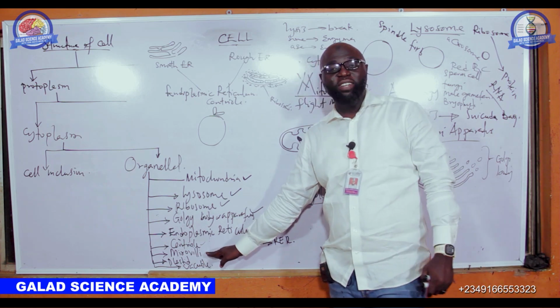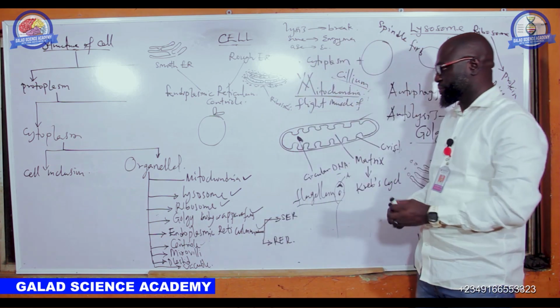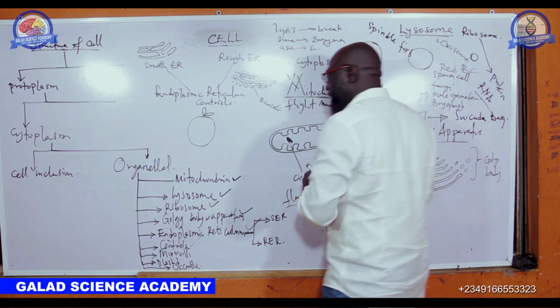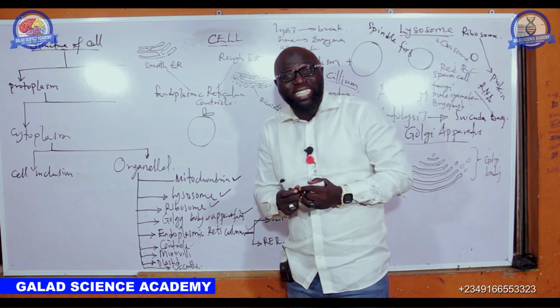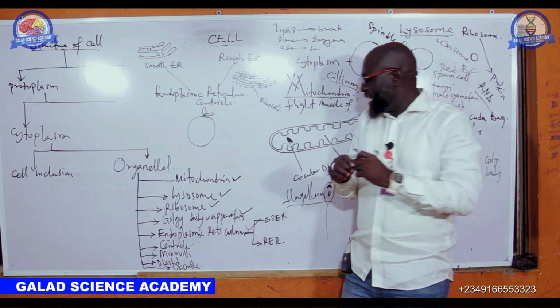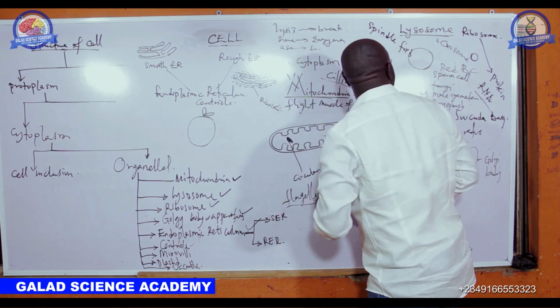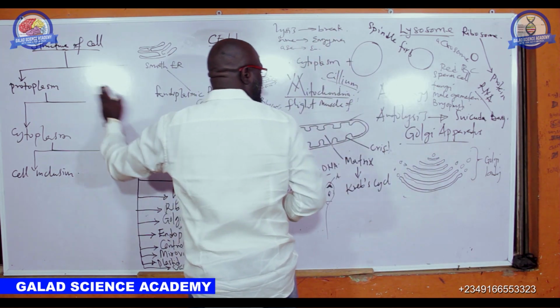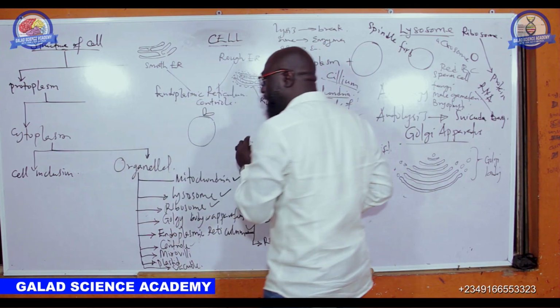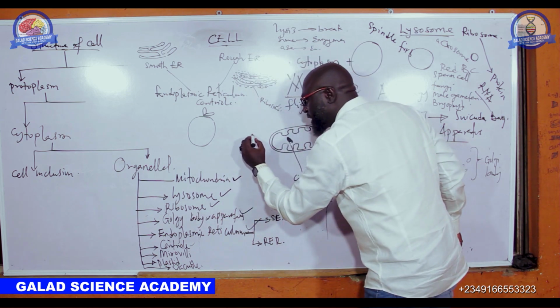The next organelle we have now is microvilli. What is microvilli? Microvilli is an outward extension of the cell membrane. This is what? I'm going to put it there. It is the outward extension of what? Of the cell membrane.